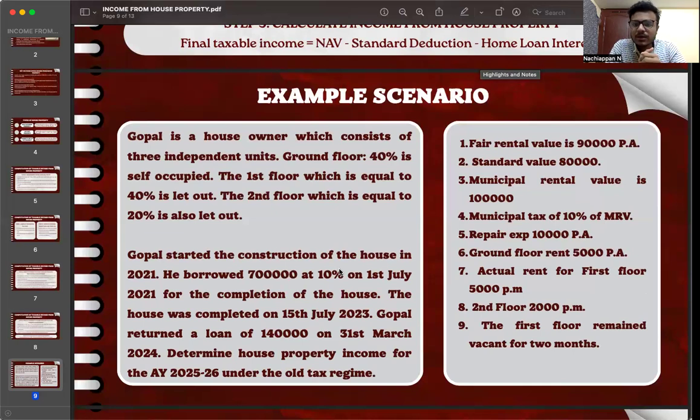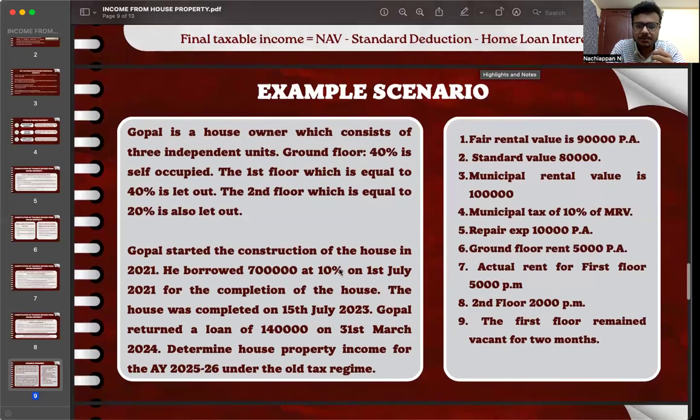And Gopal has also taken a loan of 7 lakhs at 10% interest rate on 1st July 2021. And the house was completed on 15th July 2023. Now, Gopal has repaid 1,40,000 of the loan on 31st March 2024. Now, we will look at how we're going to calculate the taxable income under house property under the old tax regime.